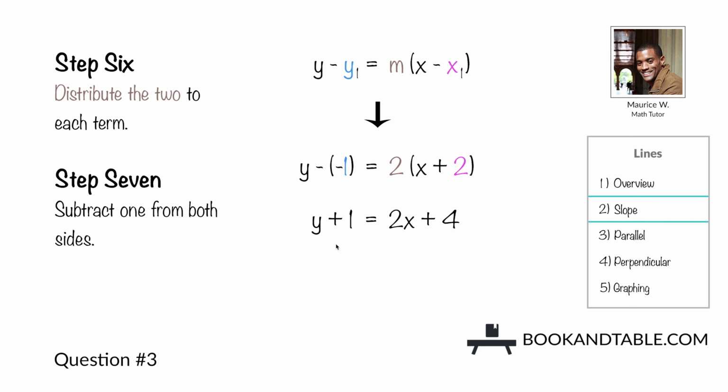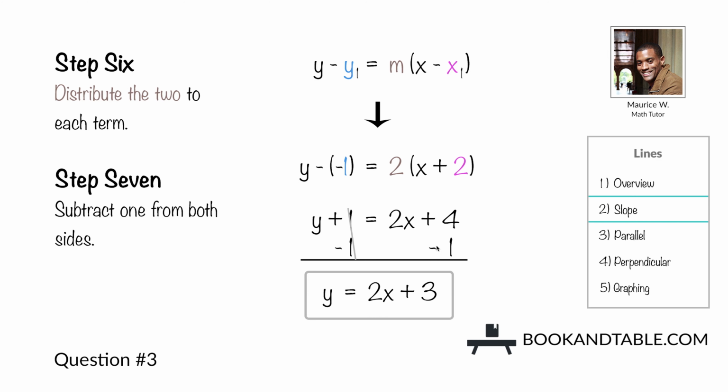Step 7, subtract 1 from both sides to get rid of this 1, leaving us with y is equal to 2x plus 4 minus 1, which is 3. So the equation of the line that passes through those 2 points is y is equal to 2x plus 3.